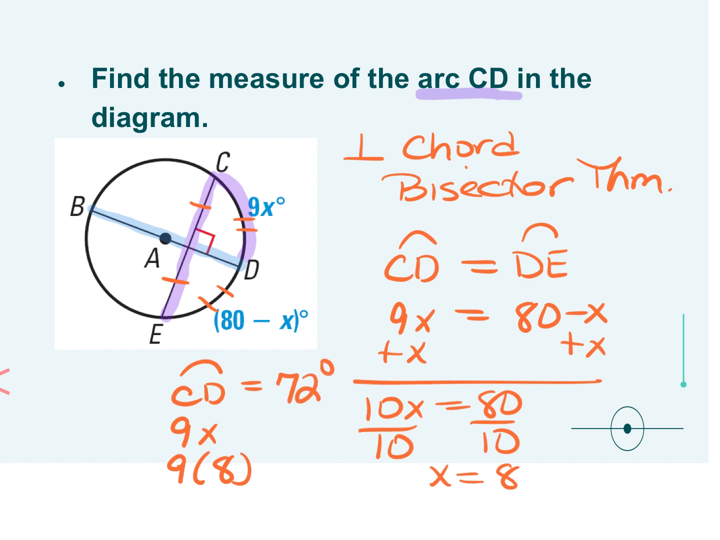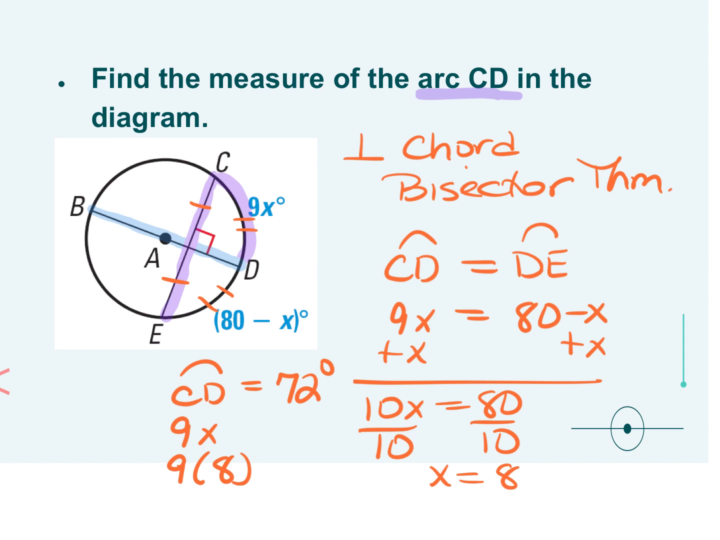Now, what you might be tempted to do, and don't do this, is notice you see a little right angle here. And you might have thought, well, why isn't 9x going to be equal to 90? That 90-degree angle is not a central angle. So that arc measure is not equal to 90. If that angle was at the center, then you would have set 9x equal to 90. But that 90-degree angle is not a central angle, so we can't use that 90 to find the arc measure.